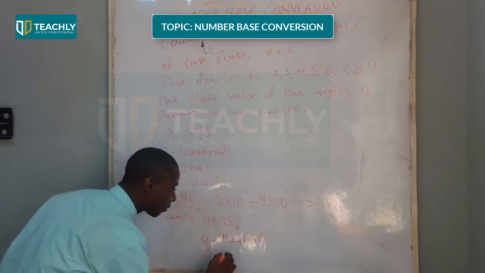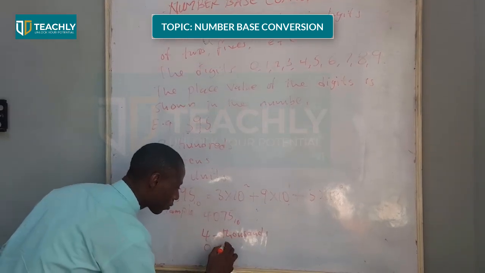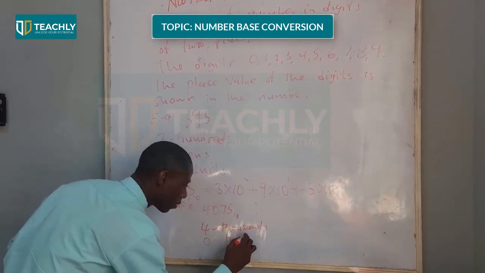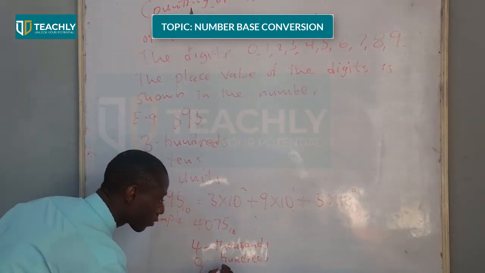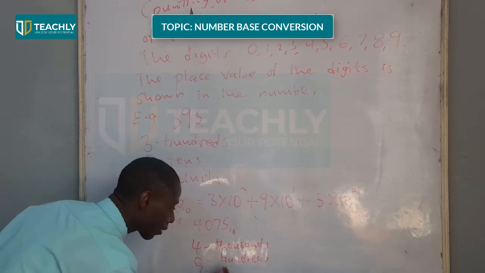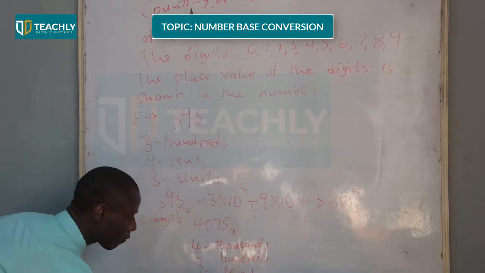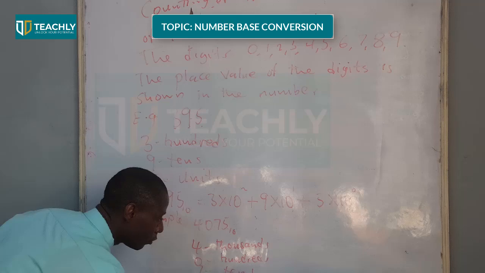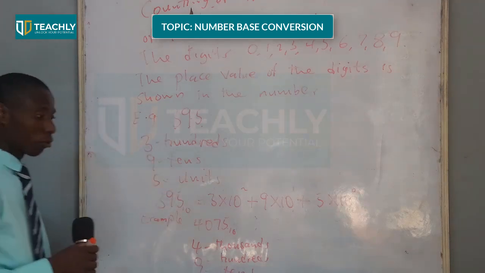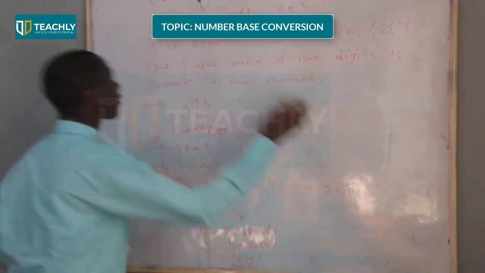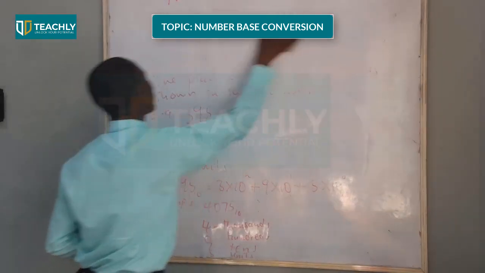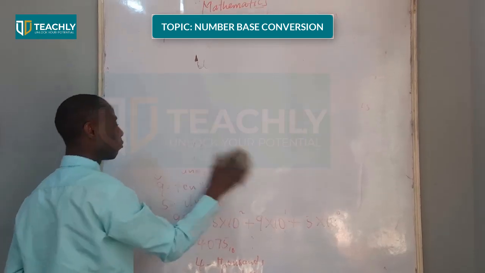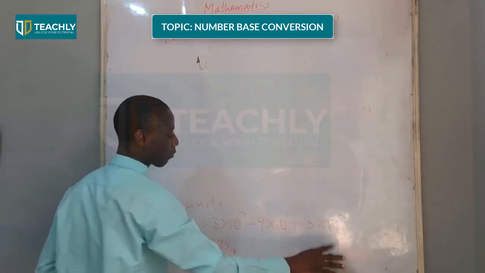The 0 here represents the place value of 100, while the 7 here is what? 7 tens. We have tens. And lastly, the 5 here represents units. So if you now want to express it in expanded form, let's express it in expanded form. If you are expressing it in expanded form, it will now look like what?